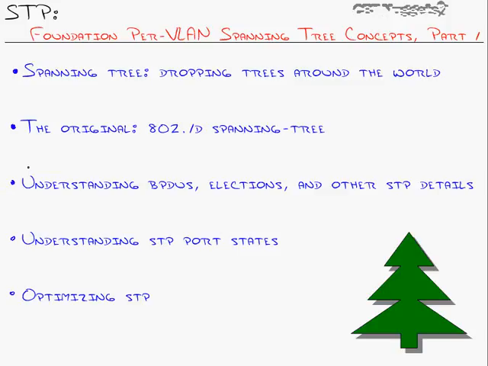We understand a little bit about BPDUs, the boomerangs that detect the loops in the network. We understand how the elections work based on the priority and MAC address in the BPDU. And we started getting into some of the other STP details. That's where part 2 is going to pick up.